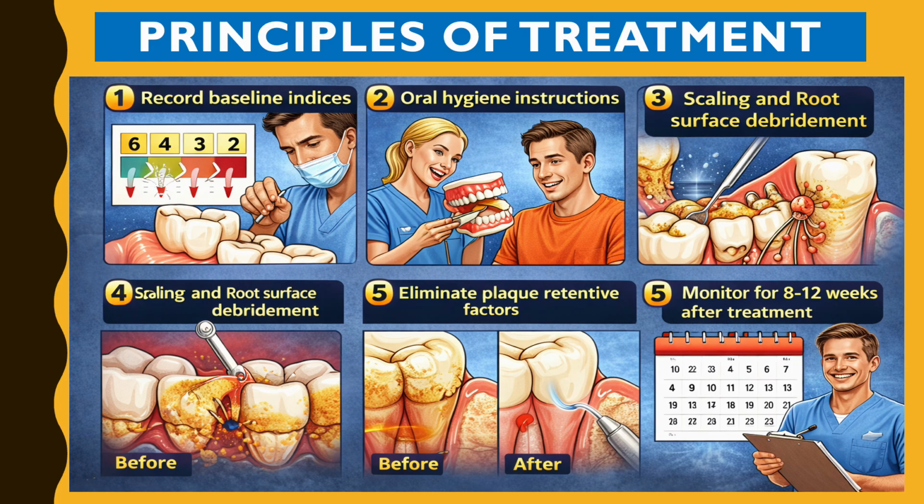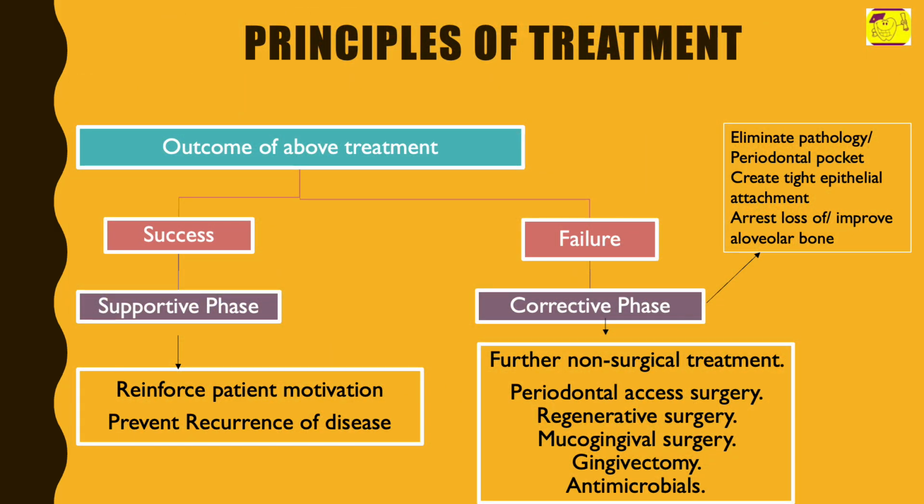So if the treatment has been successful, then you will go into something called the supportive phase. This includes reinforcement of patient motivation and prevention of the recurrence of disease. If the preventive measures are failing, then you will go into the second phase, which is the corrective phase.